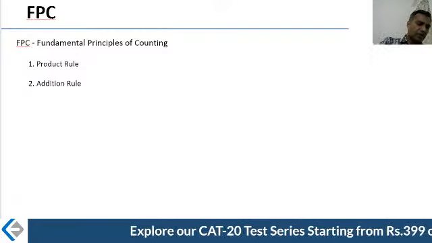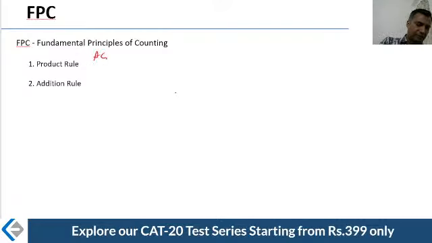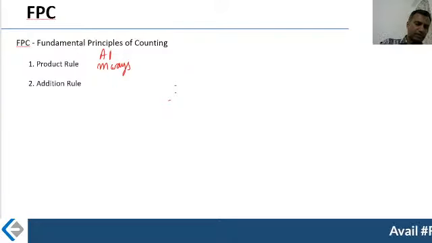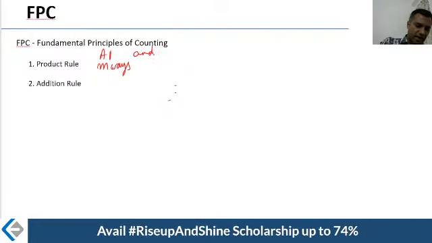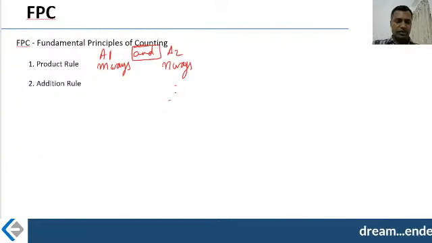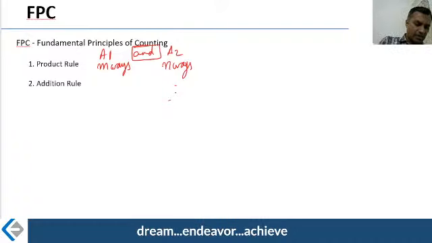Let's say I'm defining the product rule here for you. If there are multiple activities, if activity one can be done in m ways, and activity two is done in n ways, the keyword here is "and", my friends. And is nothing but into. Therefore both activities together can be done in m into n ways.